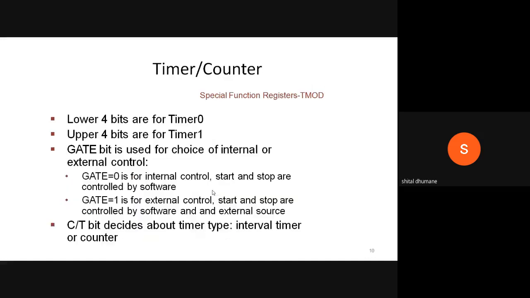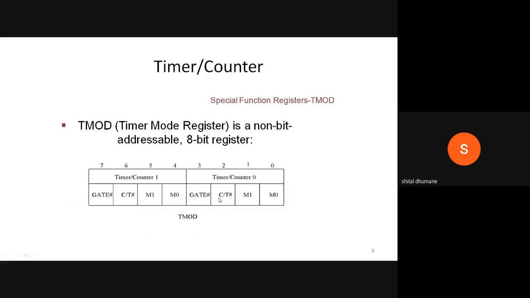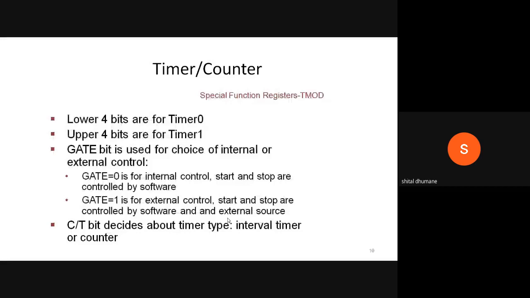After that, we have the D2 bit, that is actually C slash T bar. T bar means it is active low. So according to that, you have to give the input, that it has to go for the timer or counter. It is also called the interval timer or the counter. Interval timer means your timer counts the internal clock pulses, and the counter counts the external clock pulses.